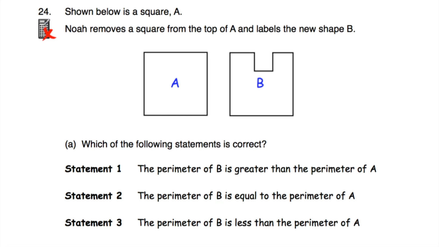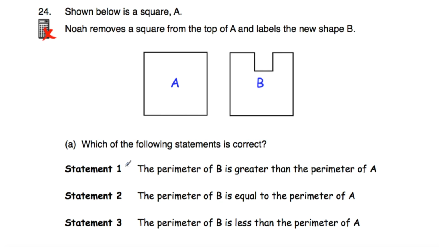Okay, let's have a look at our next question, question number 24. Question number 24 says, shown below is square A. So we've got square A. And Noah removes a square from the top of square A and labels the new shape B. So he's taken a square out of A, so he's taken a chunk out of it, and he's now got B. And part A says, which of the following statements is correct?